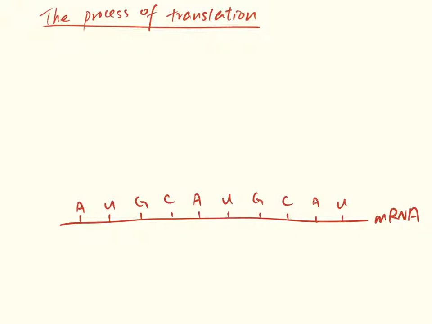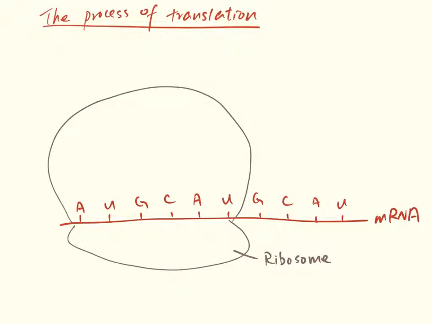Now here is how translation happens. This is your mRNA with its base sequence. It will attach itself into the ribosome. Each time, there will be 6 bases that's being read.